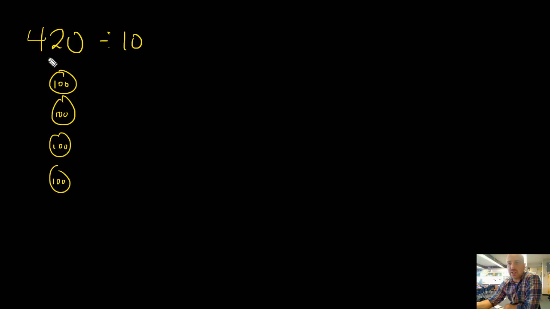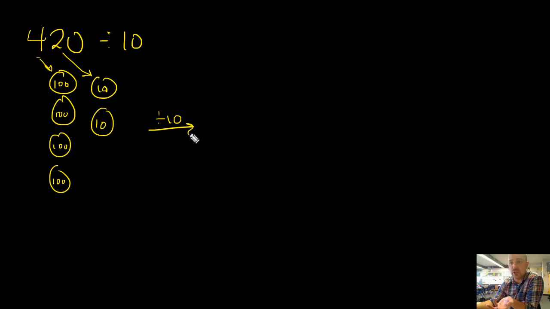And I'm also going to take a look at my 2 here, and 2 represents 2 groups of 10. So I can also split that over there. When I divide, I'm going to move them over there, and I am dividing by 10. One group of 100 divided by 10, it takes 10 tens to get to 100. So if I divide by 10, that's 10. If I do 4 groups of 100 divided by 10, I'm going to end up with 4 tens, and I'm going to put those here.